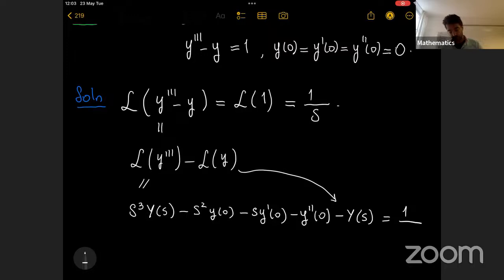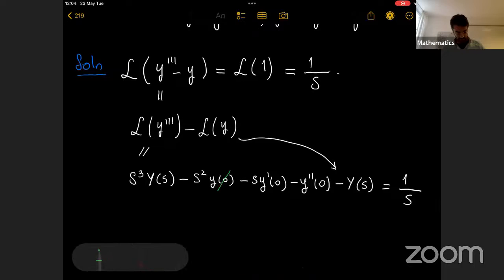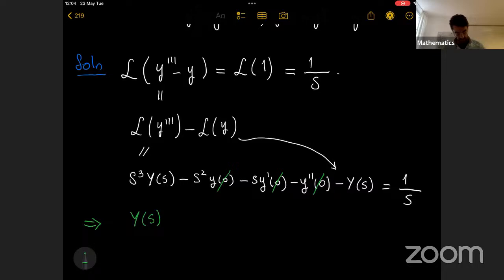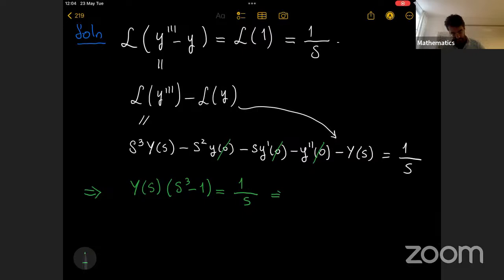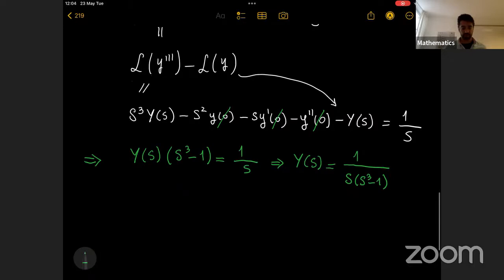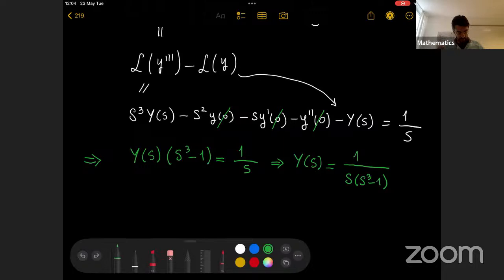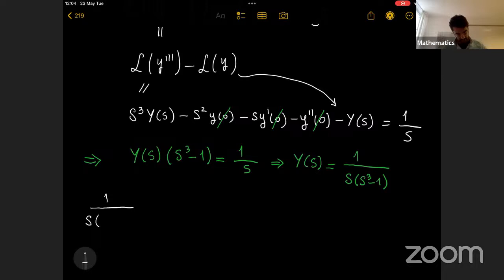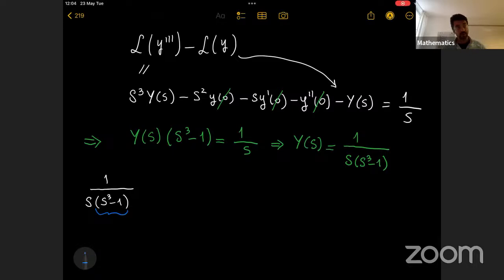Well, initial values are all zero, so this is zero, this is zero, this is zero, and we are left with Y(s) times (s cubed minus 1) is equal to 1 over s. You can write from here Y(s) is equal to 1 over s times (s cubed minus 1). Again, we do the partial fraction to find the inverse Laplace of the right-hand side. So s cubed minus 1 is basically (s minus 1) times (s squared plus s plus 1), right? You can expand like this.